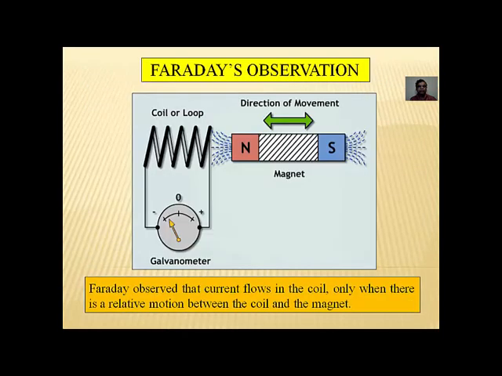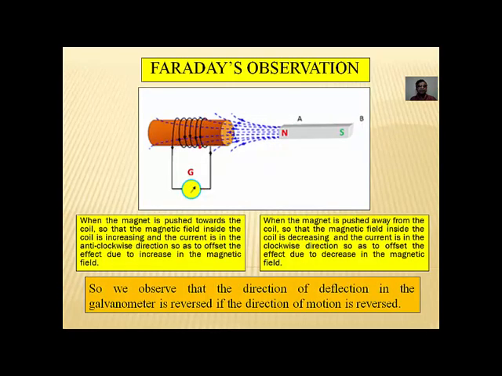Faraday observed that current flows in the coil only when there is a relative motion between the coil and the magnet. When the magnet is pushed towards the coil so that the magnetic field inside the coil is increasing, the current is in the anti-clockwise direction so as to offset the effect due to increase in the magnetic field.